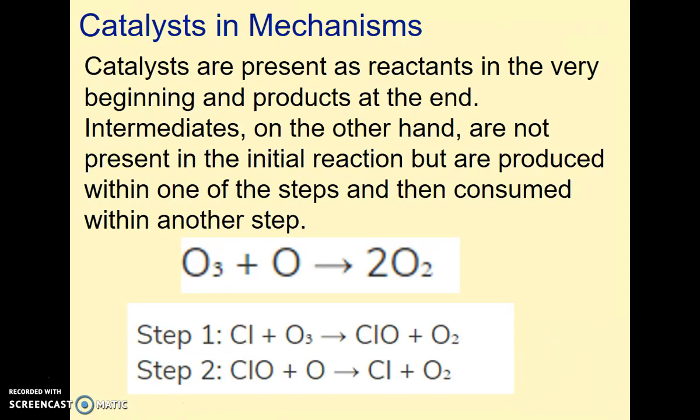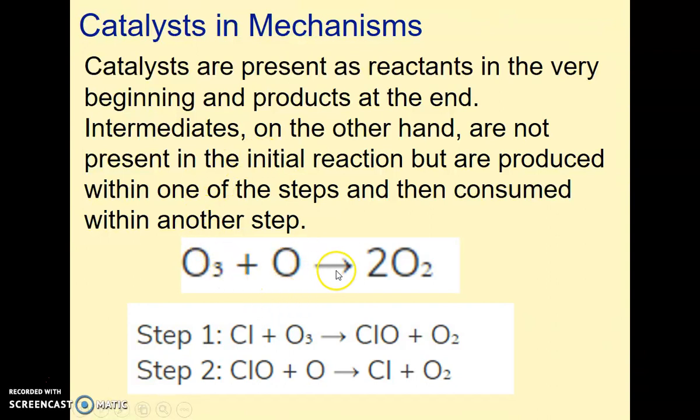So, in one of the video lessons that we did, you looked at mechanisms, okay? And the AP exam likes you to look at a mechanism and identify what the catalyst is in the mechanism, okay? And students get confused with intermediates, okay? So catalysts are present as reactants in the beginning and also at the very end of the reaction, unlike intermediates, which are produced in one of the initial steps, but then consumed.